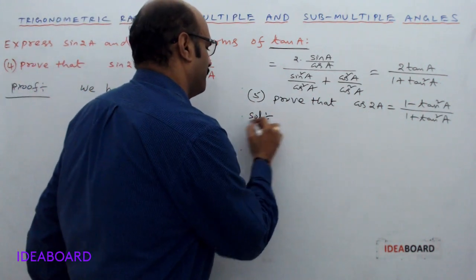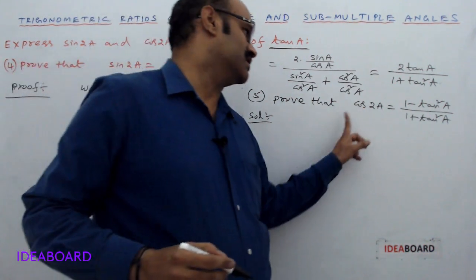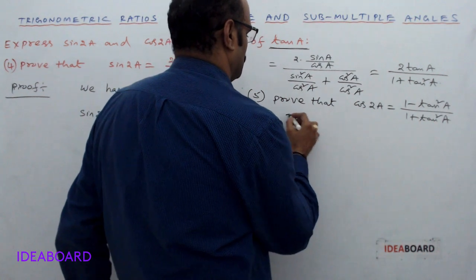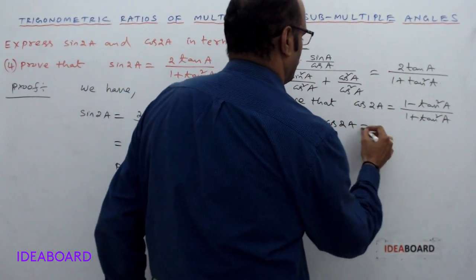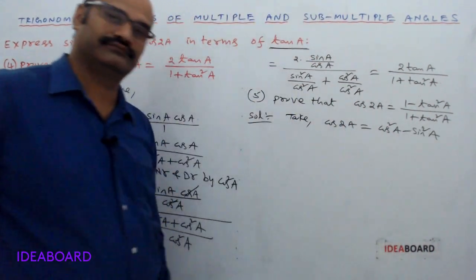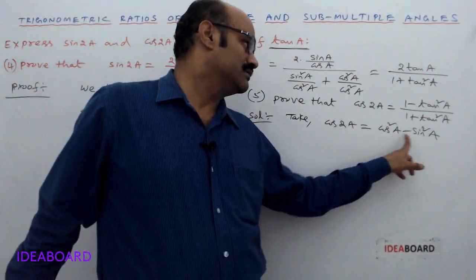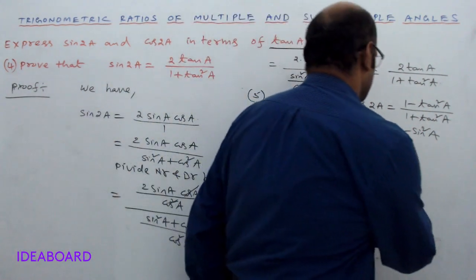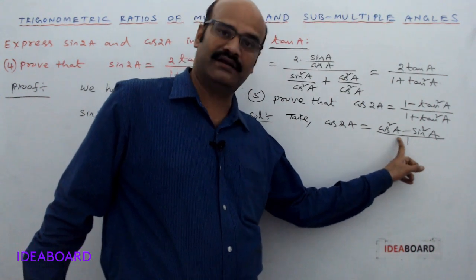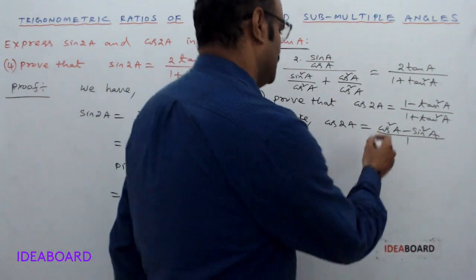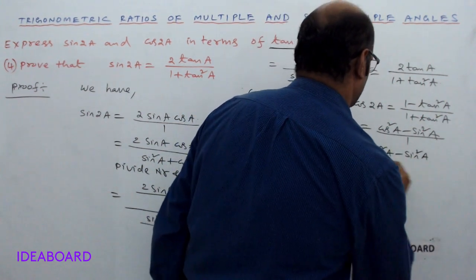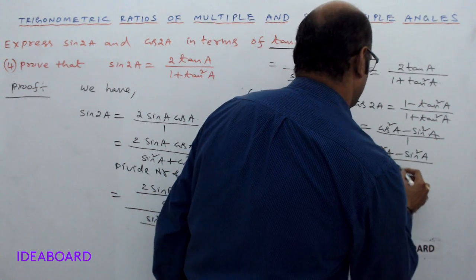Solution: take cos 2A equal to the formula cos square A minus sin square A. This can be taken as cos square A minus sin square A by 1. In the place of 1, we can write cos square A plus sin square A. So equal to cos square A minus sin square A by cos square A plus sin square A.